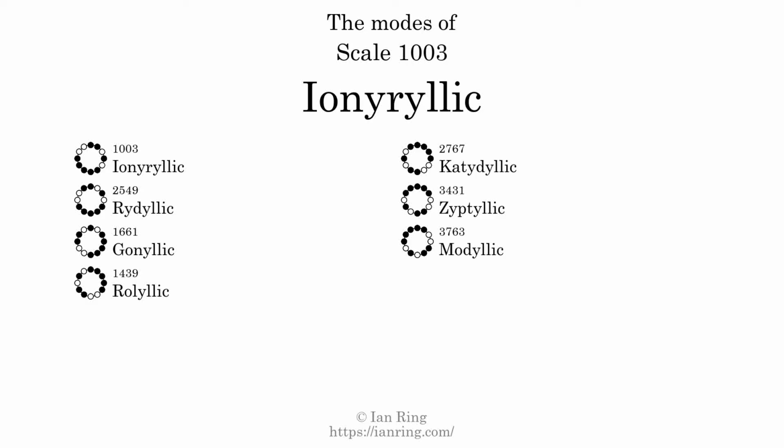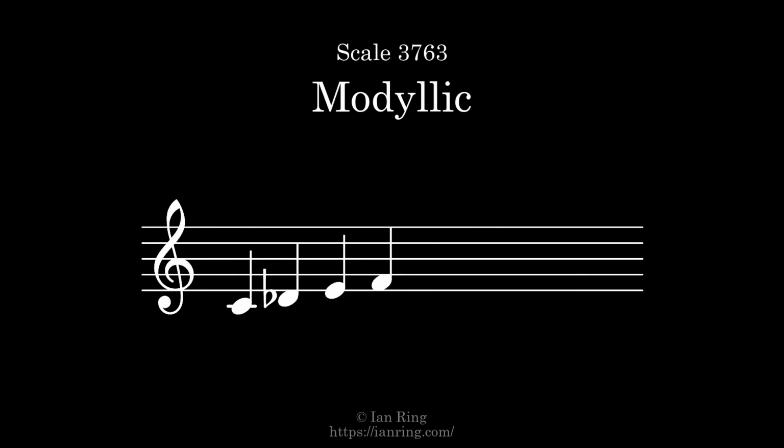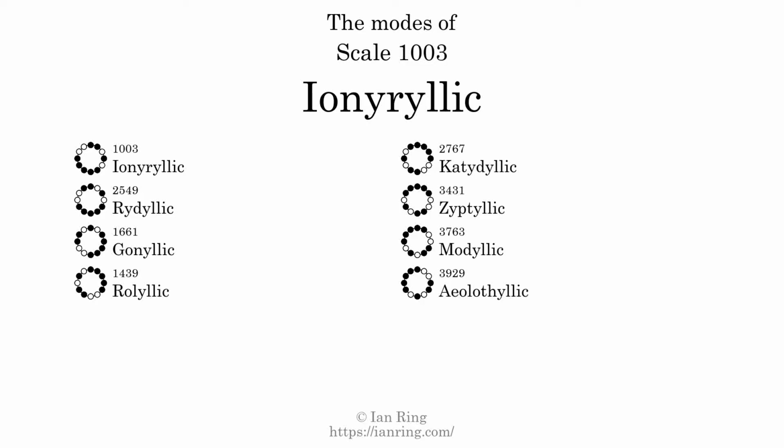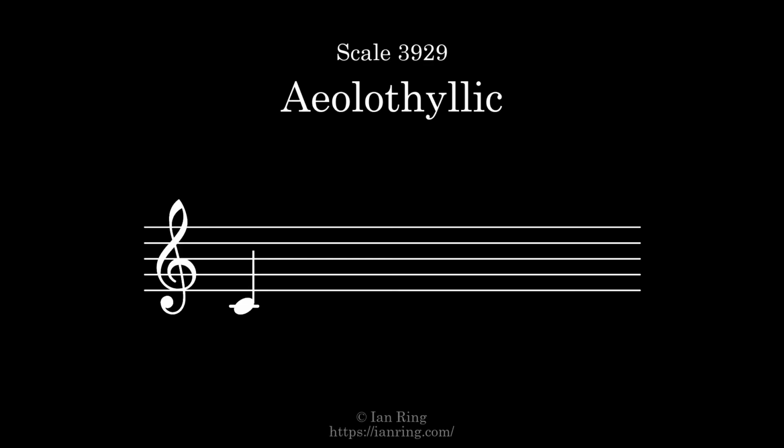The 7th mode is scale 3763, also known as Ionyryllic. It sounds like this. The 8th and last mode is scale 3929, also known as Ionyryllic. It sounds like this.